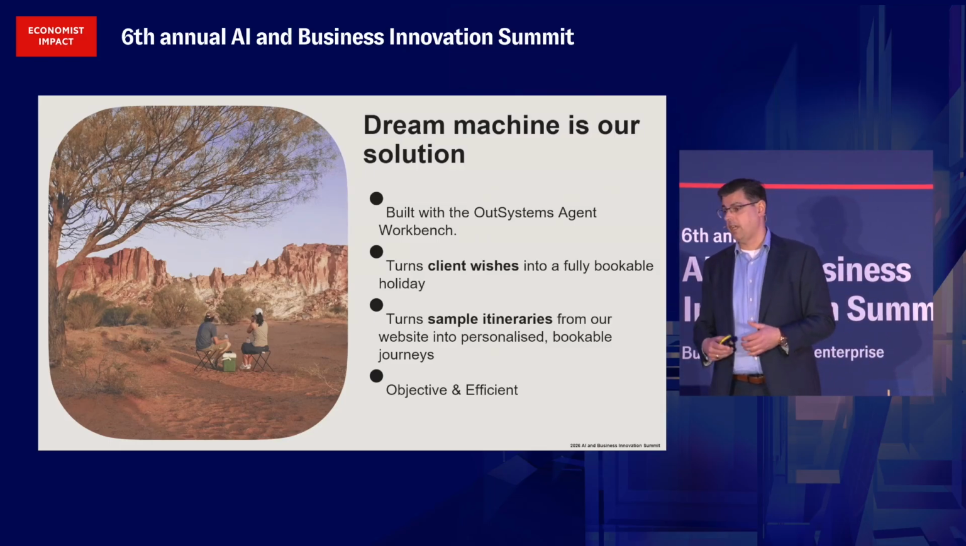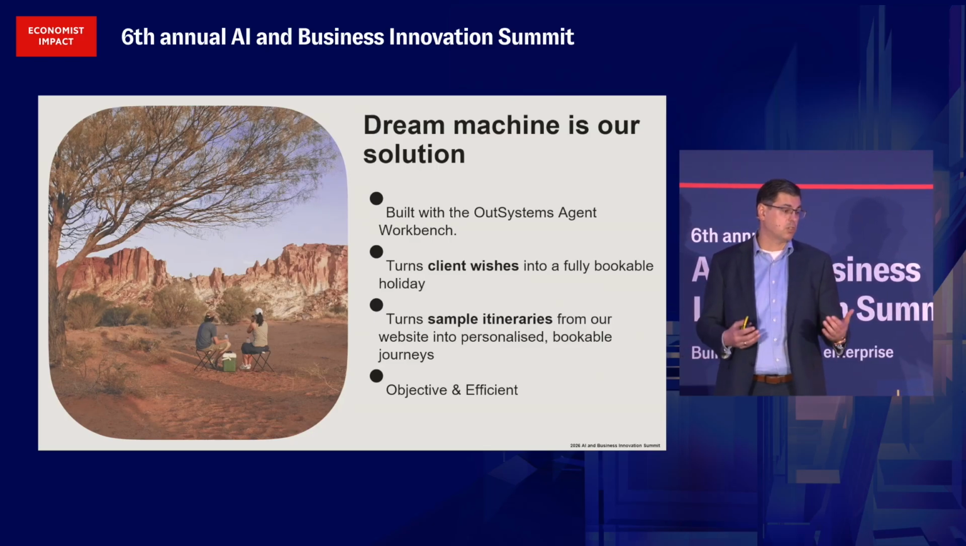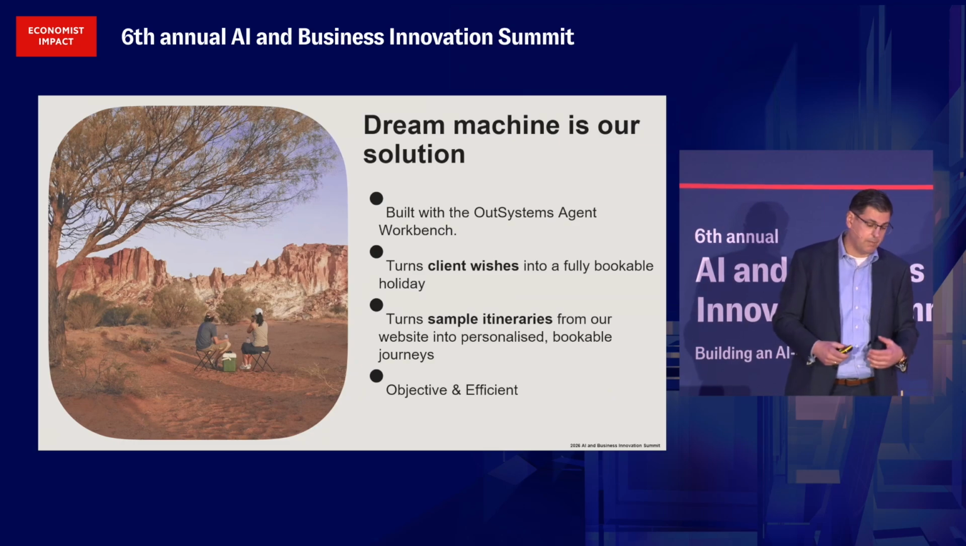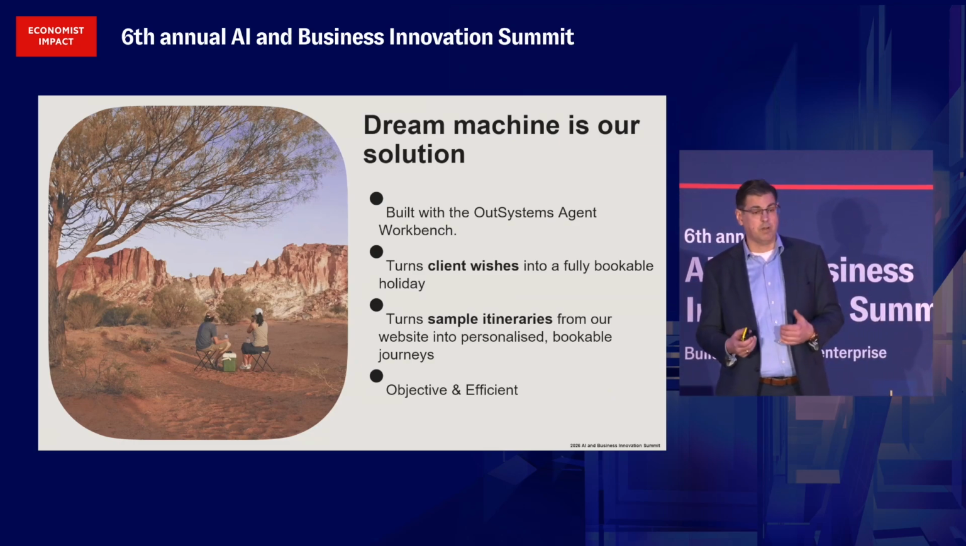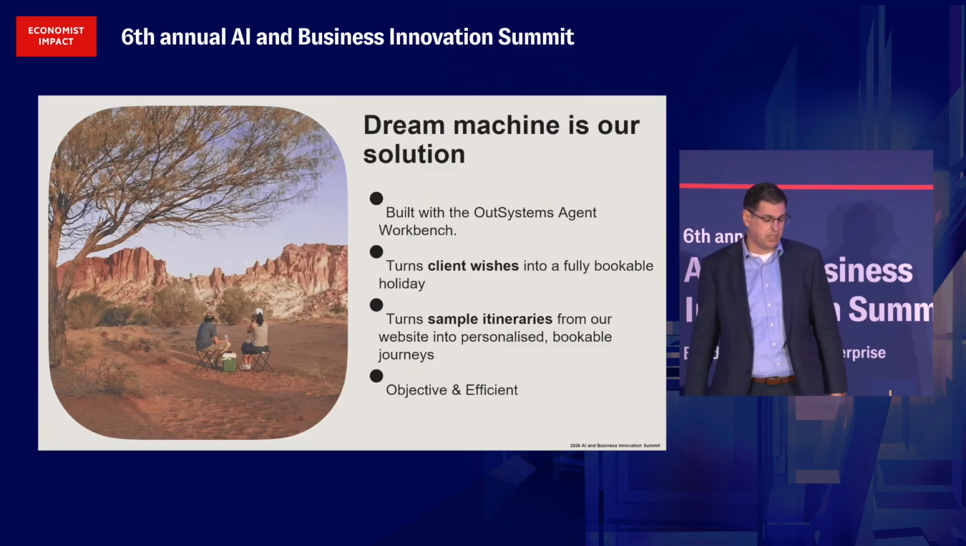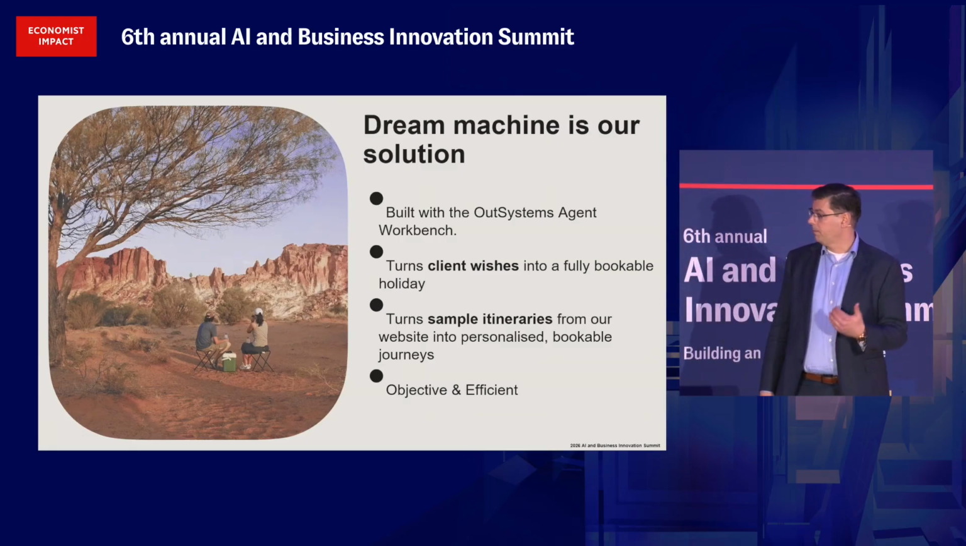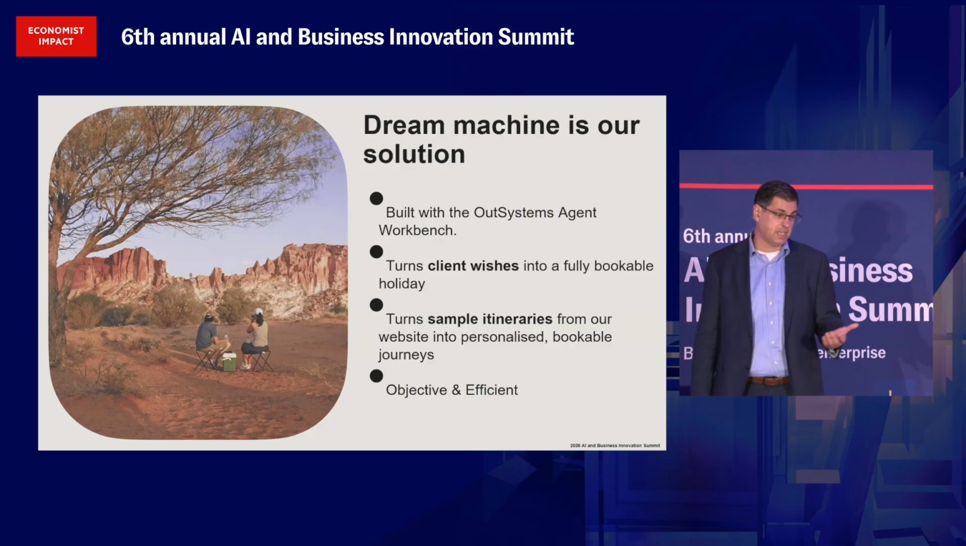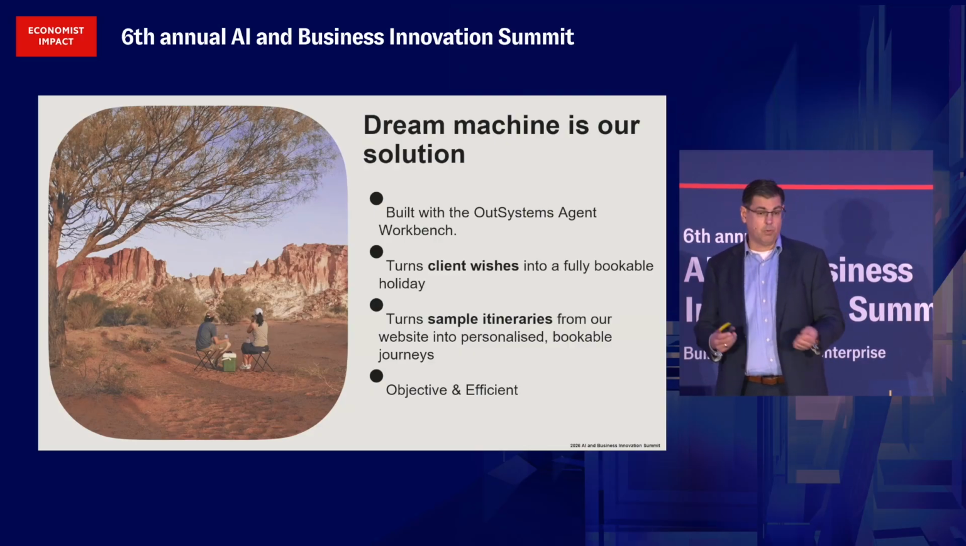So if he has been speaking about a specific lodge and it's not selected by the AI, he can still fully change that. And we will also be able to convert the sample itineraries, based on your wishes and the date that you want to travel, into a bookable holiday using the Dream Machine. This way, it's more efficient. It takes less time to build the itinerary, but even more important, the objectivity of AI is taking care of that human behavior, or removing a little bit of it, and really looks non-biased at the client's wishes.